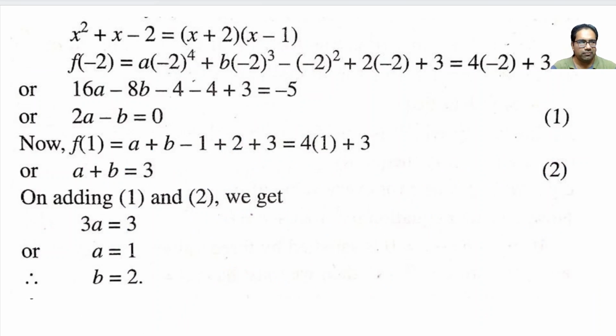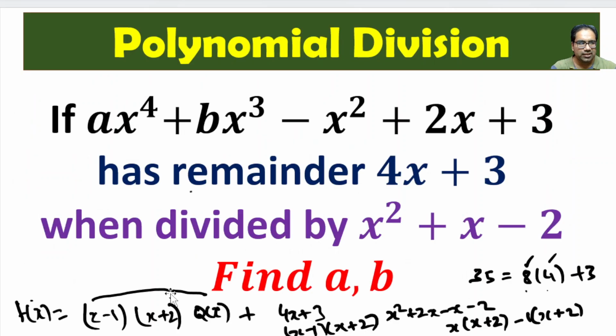Why is this happening? Because this entire part will become 0. If you put 1, or if you put x equals -2 also, then this part will become 0. If you put x equals -2, then this part will become 0.